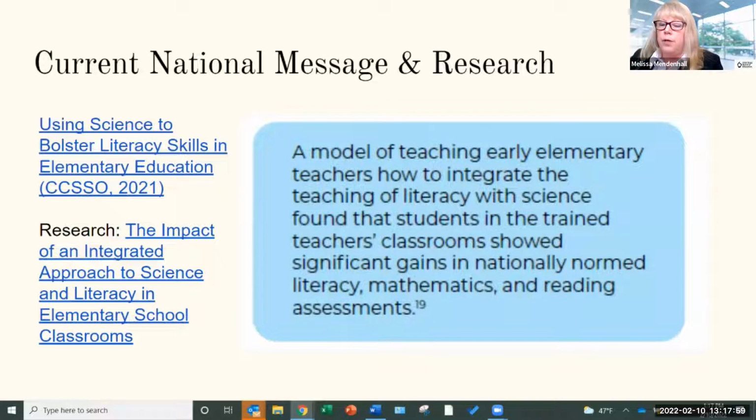So what they came up with, their conclusions were a model of teaching early elementary teachers how to integrate the teaching of literacy with science, found that students in the trained teachers' classrooms showed significant gains in nationally normed literacy, mathematics, and reading assessment. So that's a big deal. That's not a small sample. This is a large sample. And this is the recommendation, again, from the Council of Chief State School Officers. So not science, we're saying school officers. So this is a widespread report.